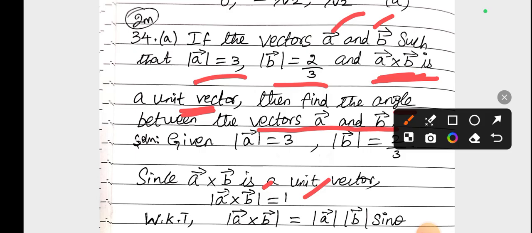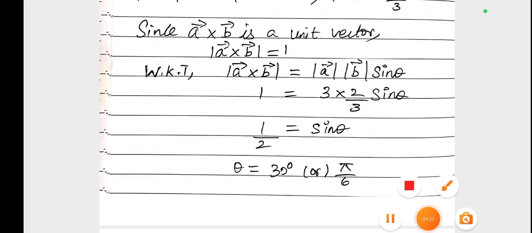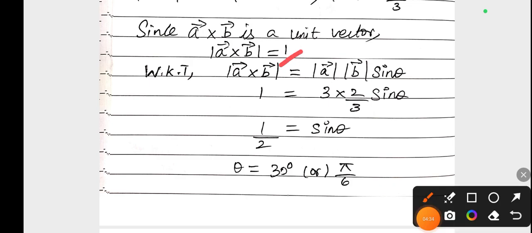And we know the definition, children. What's the definition of cross product? Magnitude of A vector cross B vector equals magnitude of A vector times magnitude of B vector times sine theta. Then substitute the value, that is 1. Then magnitude of A is 3 and magnitude of B is 2 by 3.